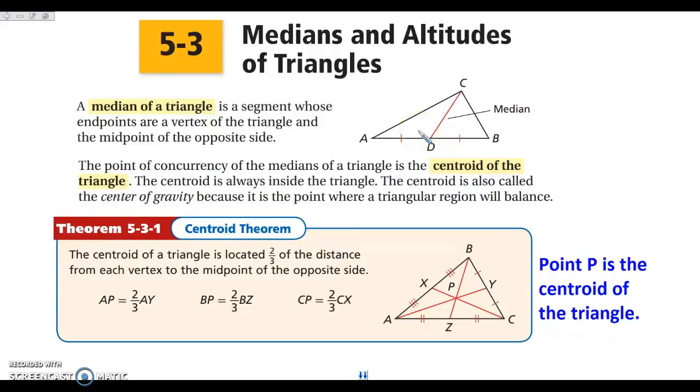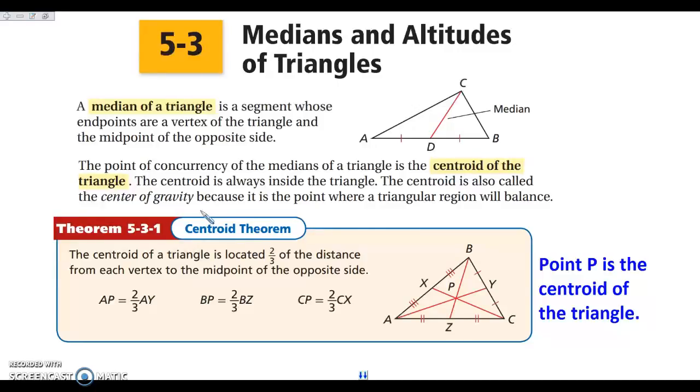Our medians are concurrent, so again, that means that they meet in one point, and that one point is called the centroid. A little bit of a fun fact about the centroid is it is also called the center of gravity, because if you were to cut out a triangle out of cardstock or heavier weight paper, find the centroid of that, and put the triangle on the tip of your pencil at the centroid, it will be balanced. So it's kind of cool. Also, the centroid, like your incenter, is always going to be inside the triangle.